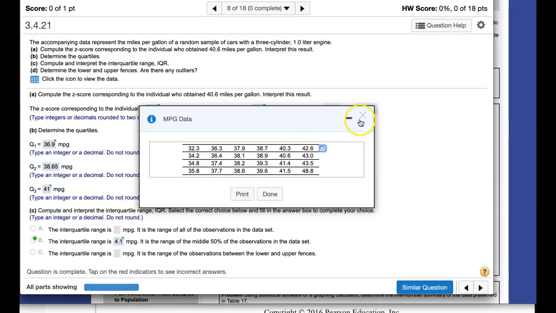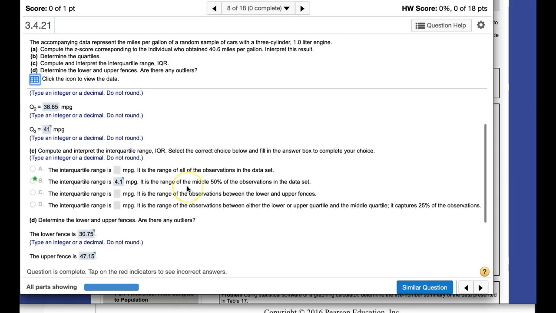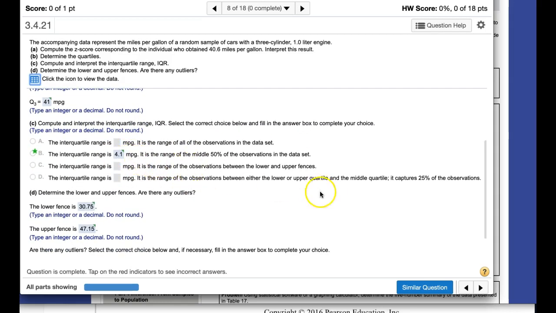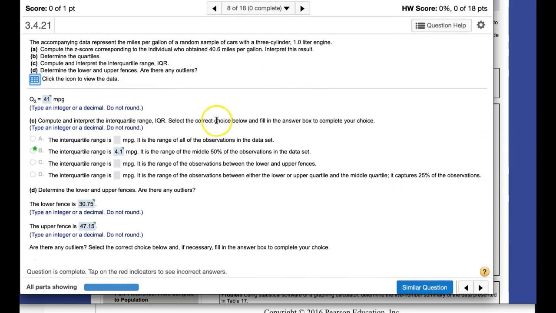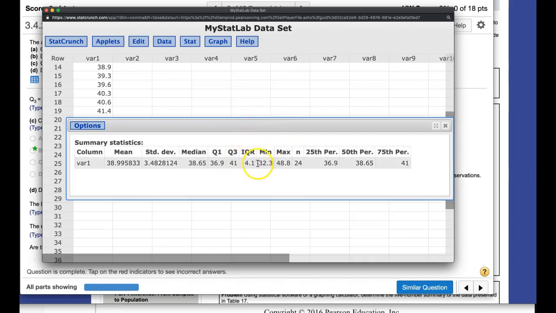And so that's how you would go ahead and answer these questions here. Interquartile range is Q3 minus Q1, which is what we got from this data here. You could see also it's here, but you can subtract those two.